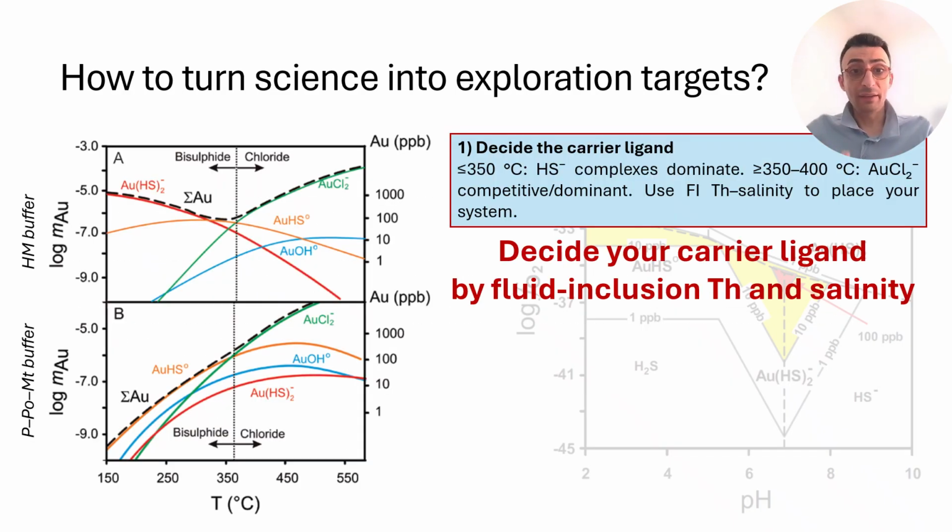Let's start with the left diagram, which is fundamental in understanding the ligands. Below 350 degrees C, hydrogen bisulfide carries gold. Above around 350 to 400 degrees C, chloride competes and dominates. So use fluid inclusion thermometry and salinity to place your system on the spectrum. This is obvious.